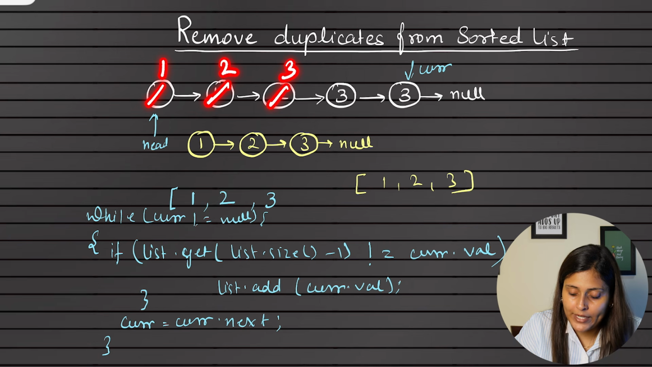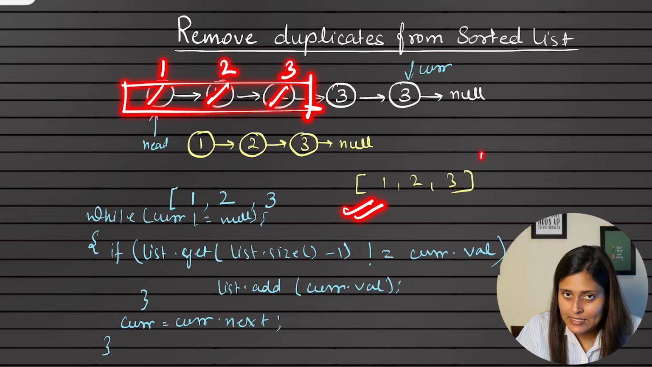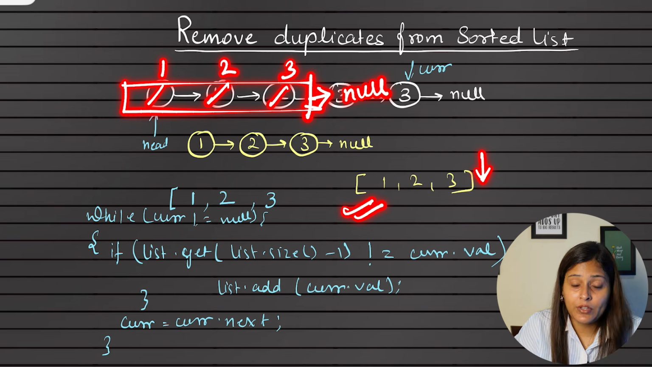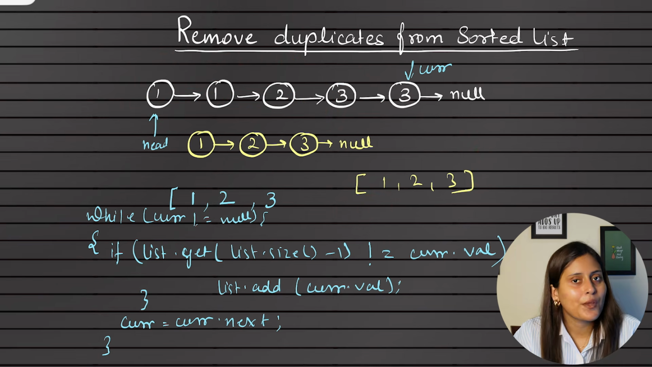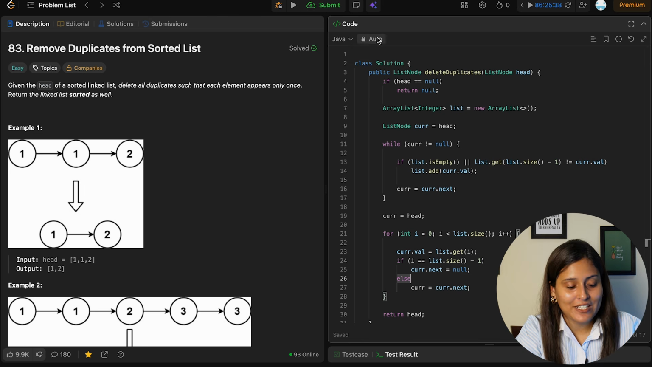Override, override, override. Once done, the override will be over, meaning the list is out of index. Then whatever its next value is, just connect it with null and return the head. Very simple. So can we write the code for this? Here is the code we have discussed.